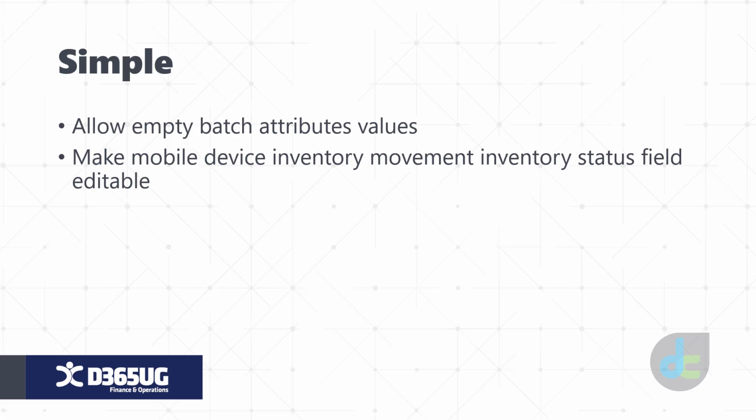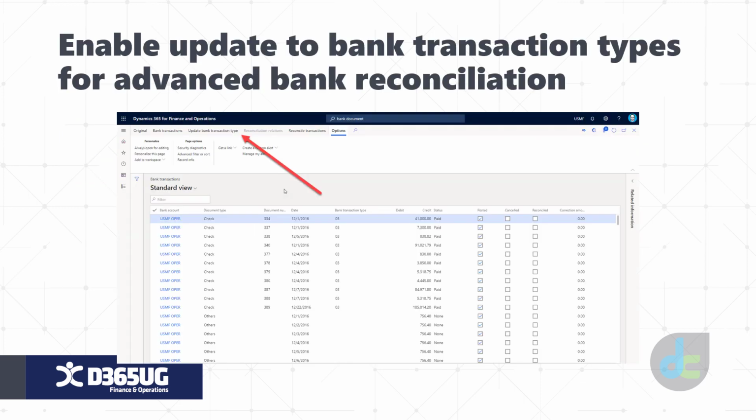Next, we're going to go over just simple features that were released in 10.0.8. First one is the allow empty batch attribute values. So all this feature does is make it so that you can have empty batch attribute values on the batch attribute screen. So again, very simple. And similarly with the make mobile device inventory movement status field editable, when using RF or mobile device and using that transaction type, that field now becomes editable once you turn this feature on.